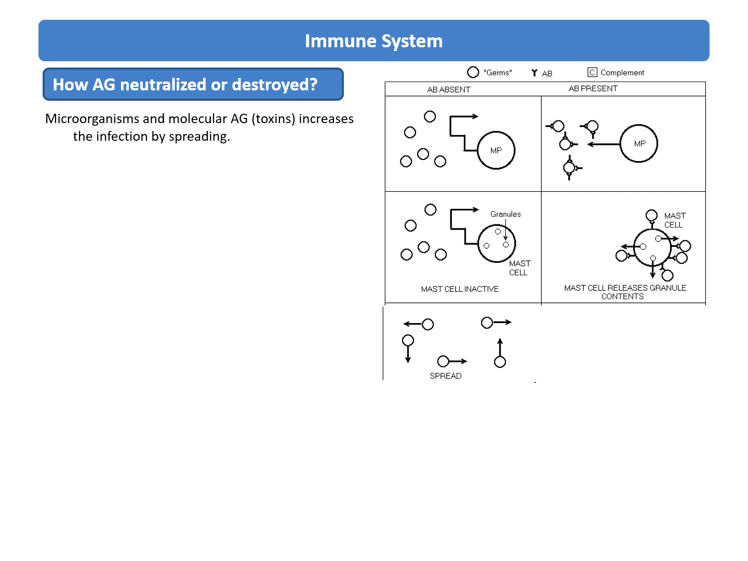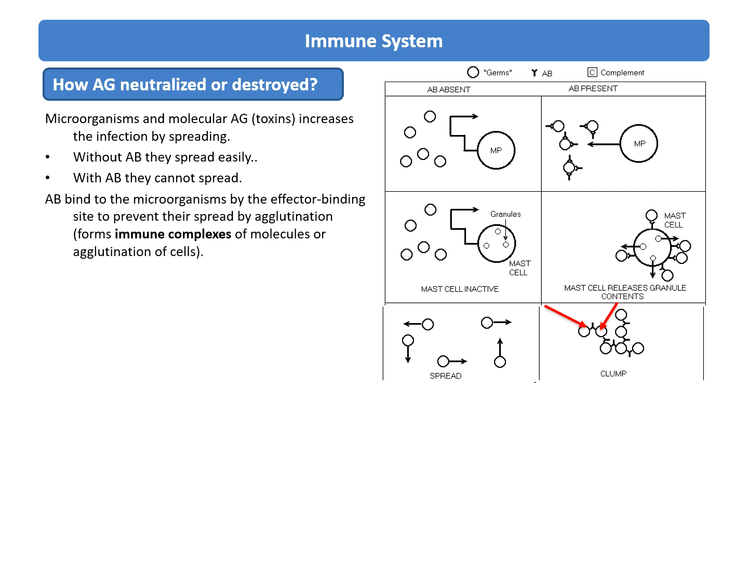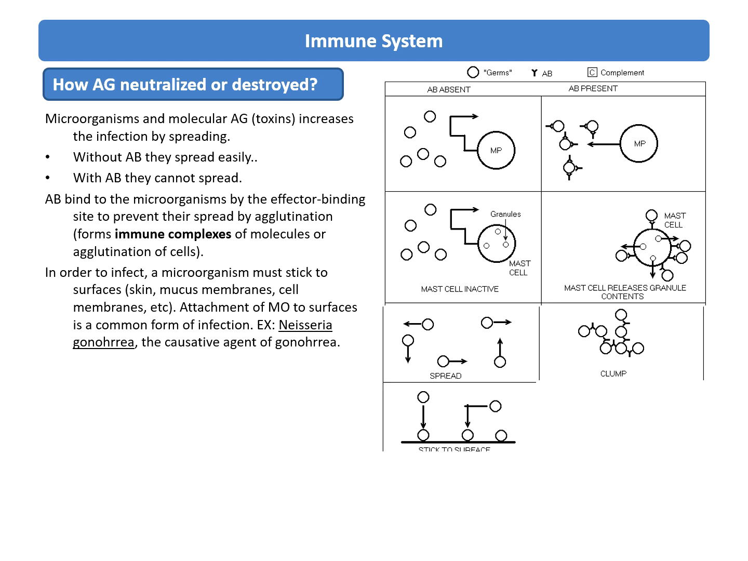Microorganisms and molecular antigens, toxins, increase the infection by spreading. Without antibodies, they spread easily. With antibodies, they cannot spread. Why? Because the antibody binds to the microorganisms by the effector binding site to prevent their spread by agglutination. They form immune complexes of molecules or agglutination of cells. This is just what happened when we described the agglutination of red blood cells in a mismatched transfusion.